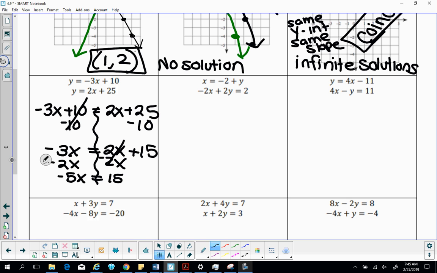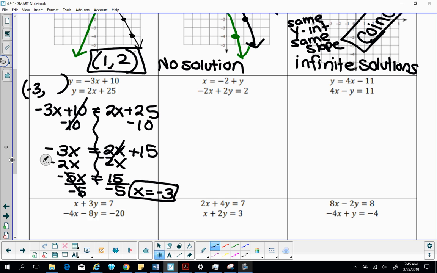Tyreek, how would I solve it now? How would I get x by itself? Divide 5. What did you say? Divide 5 with this. So drop that negative. Yeah, divide negative 5 on both sides, and you get x equals negative 3. When I walked around, I saw some people drop that negative, which will end up giving you the wrong answer. So I got negative 3.